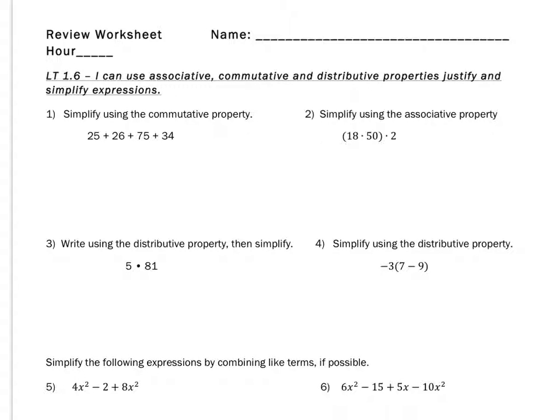Hello, I'm going to do a quick review of Learning Target 1.6. 1.6 says that I can use the associative, commutative, and distributive properties to justify and simplify expressions. So number one, it says simplify using the commutative property. Commutative property is talking about the order here. So we're talking about how we order the numbers.